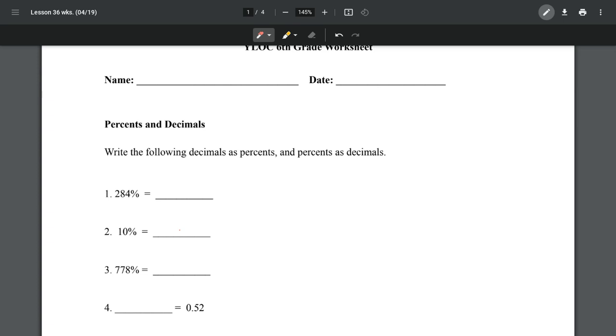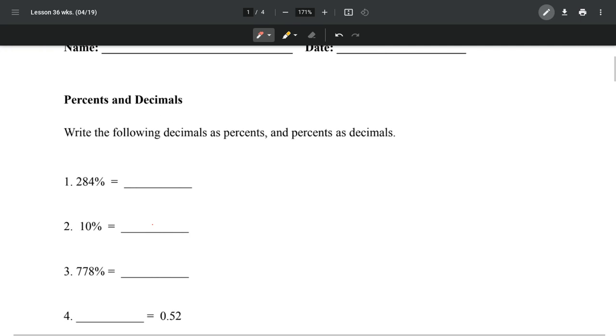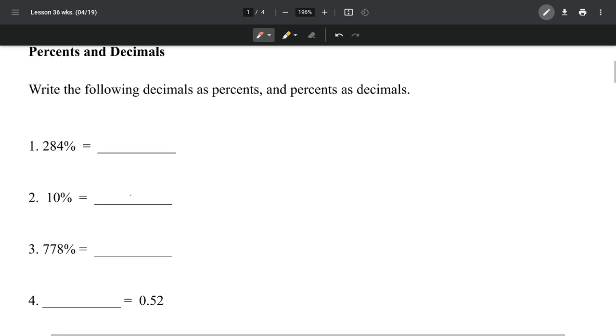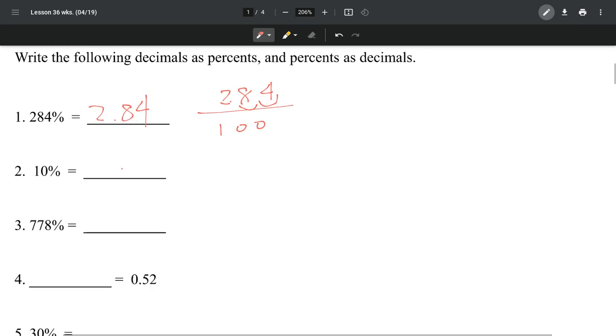So, as a review from last week, again, percents and decimals. We're asked to write the following decimals as percents and percents as decimals. For number one, we have 284%, and we want that as a decimal. So again, 284% could be written as 284 over 100. And 284 divided by 100 is 2.84.